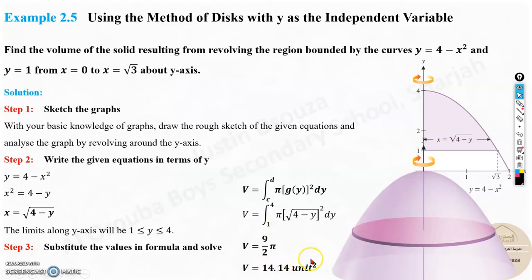Again, I've made the mistake. I'm sorry. I will change this error in this PPT and re-upload it. But please note, this is cube. Volume will always be in terms of cube because there are 3 dimensions.